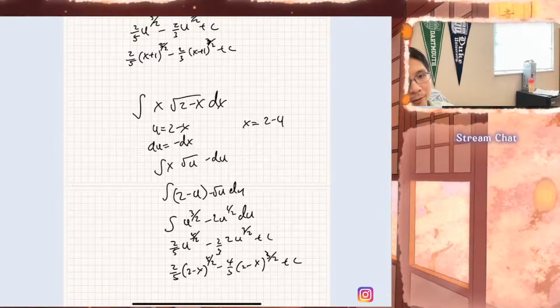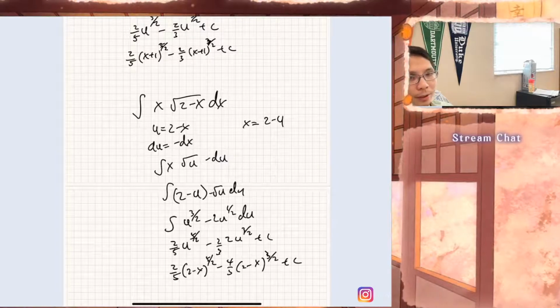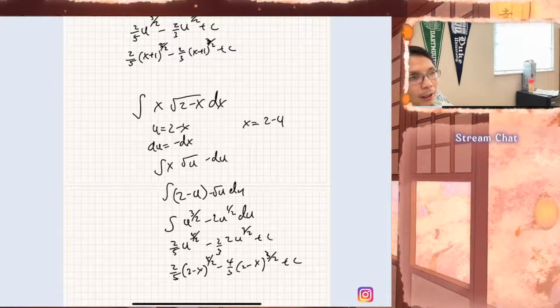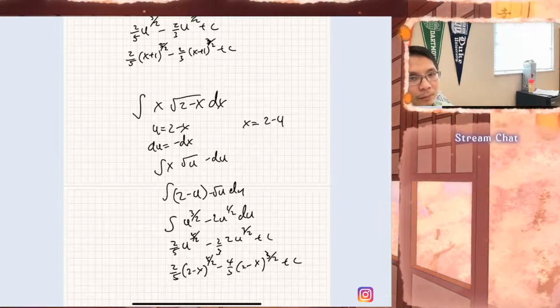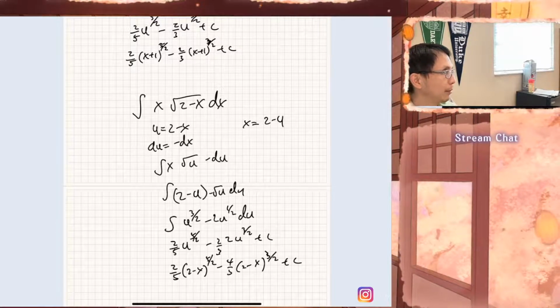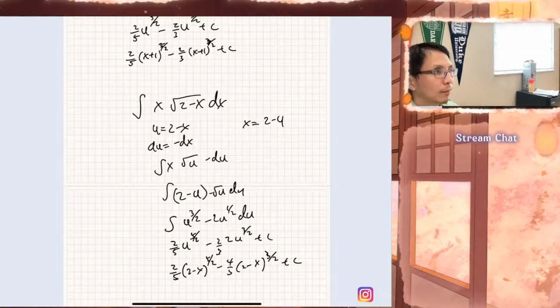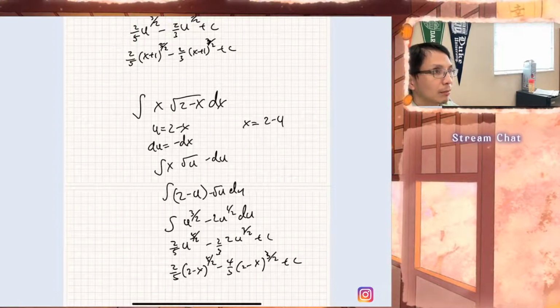So du negative, just becomes negative square root u. Negative square root u distributes to negative u, so u to the 3/2 is positive, and that 2 becomes negative. Oh, so because du is negative, right? So I'm going to put a negative sign in front of square root u. Oh, okay. Make sense?